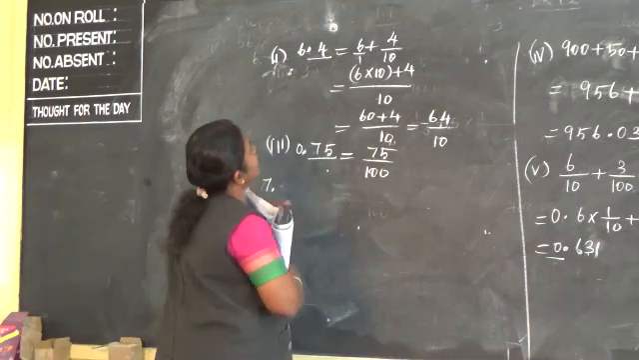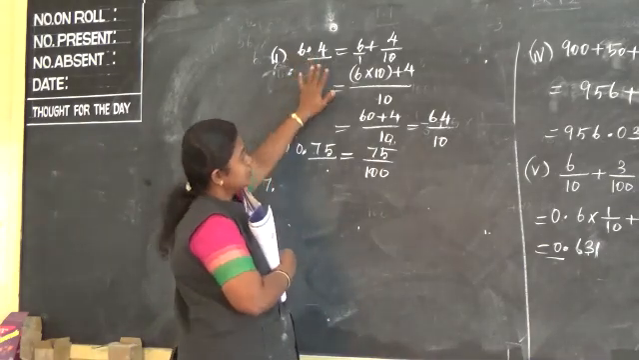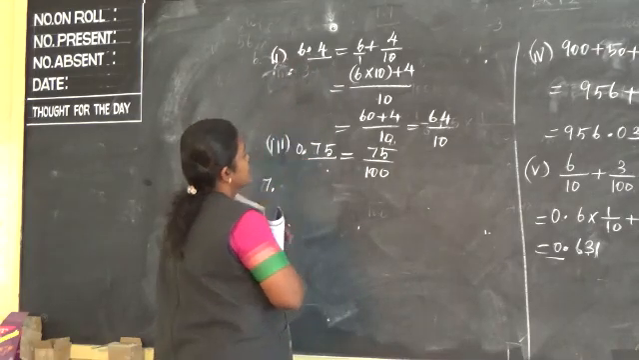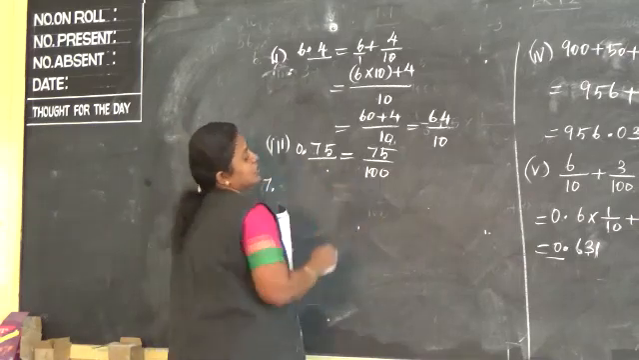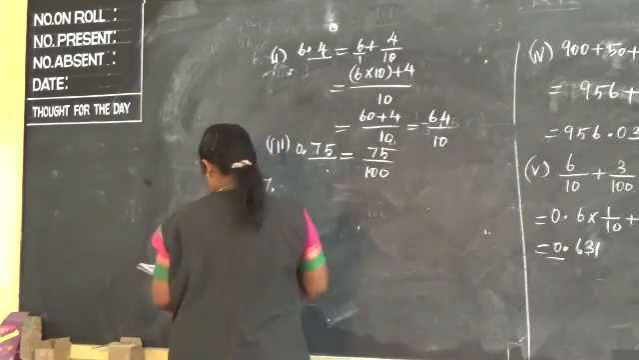In the 7th Roman, here the whole number part also is there, the decimal part also is there. That's why we are writing like this. Here only the decimal part was there. Here how many decimal places were there? 2. That's why I am keeping 2 zeros down. So, 75 by 100 is that answer.